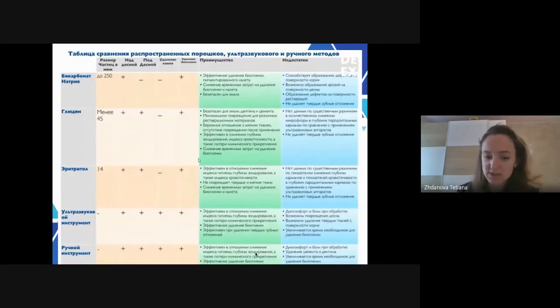Then you can see this slide. So when this powder's effectiveness, okay, and when we work under the gums, when we don't work. Under the gums, we can't work with sodium carbonate. Okay, and the deposits it doesn't remove: erythritol, glycine, and sodium bicarbonate. Okay.